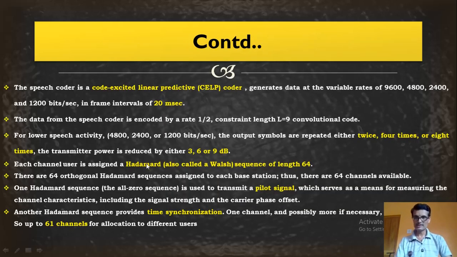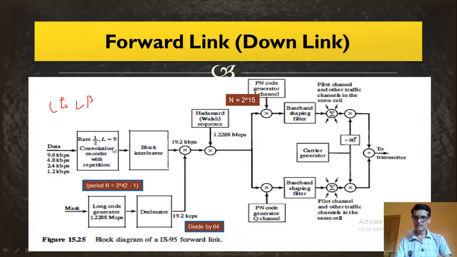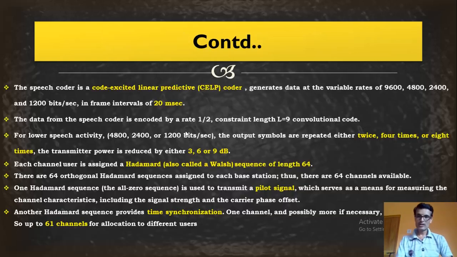I'll explain all these things. Just go to the points. Code excited linear predictor filter, I said, right? Now one more thing: the data, whatever I get over here, we divide into frames of 20 milliseconds. Whatever data I get is divided into 20 millisecond frames. I have the entire data divided into 20 millisecond frames. That is done. Then there is the half rate coder, constraint length L equal to 9, right?